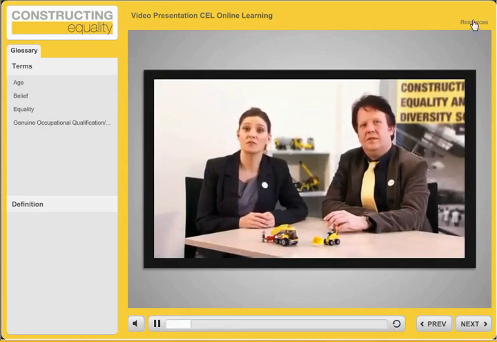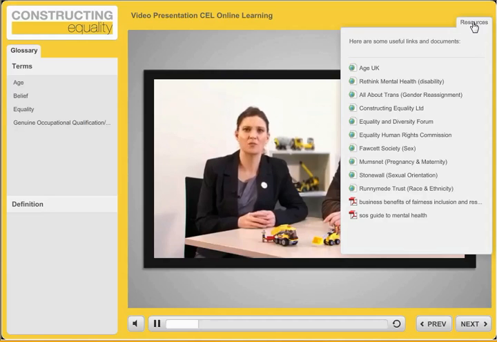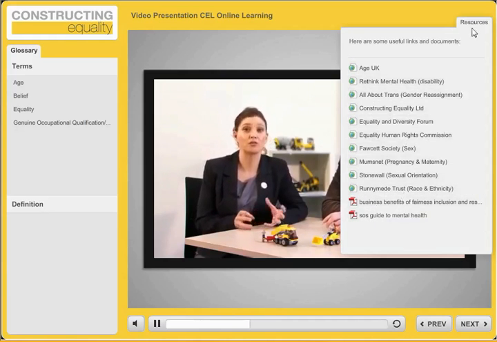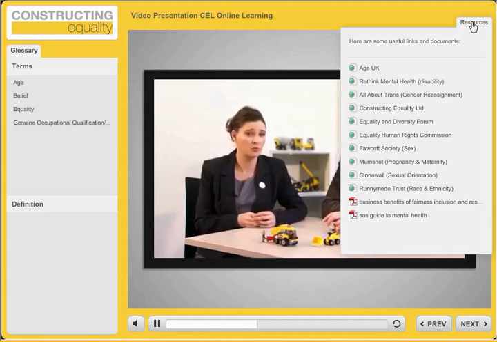At the top here we have the Resources tab. This opens up a drop-down list of useful links to websites that your learners will find useful if they want to find out more on any particular subject. There are also links to PDF versions of some documents, for example research stats. Specific links can be added for a company, their policies, procedures, etc. into this menu if you so wish.